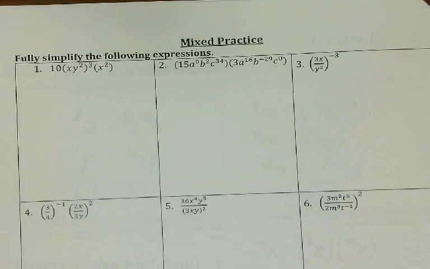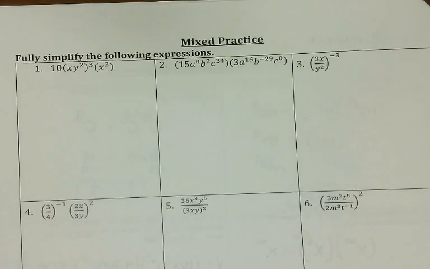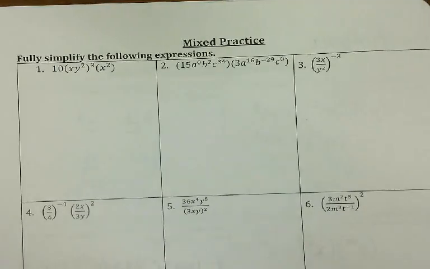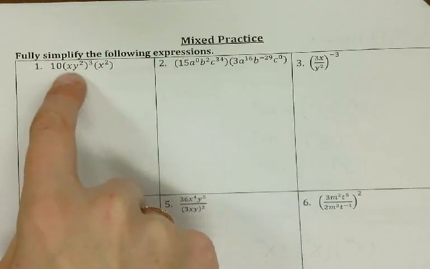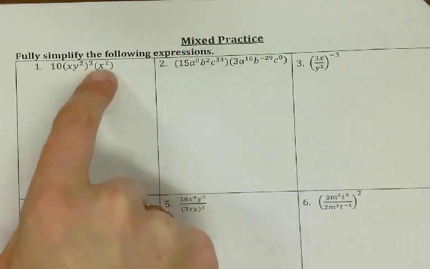So we're going to look at some of these. All right? Number 1, I'm going to do these first 3 right here because, guys, I want us to get in the habit of doing some of these together. I'm not going to do every single one of these with you guys, but I just want to do a few of them. Okay? So we have 10xy squared to the 3rd power times x squared.